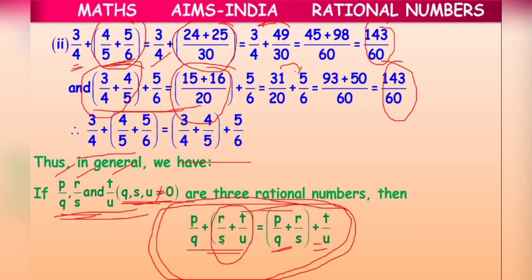Okay, children. Third property of rational numbers. This is called the associative property. In the commutative property, two rational numbers can be added in any way. But in the associative property, we have taken three rational numbers. Two are grouped together and combined with the third one. We can group in any way, but the result will be the same. Okay, children.